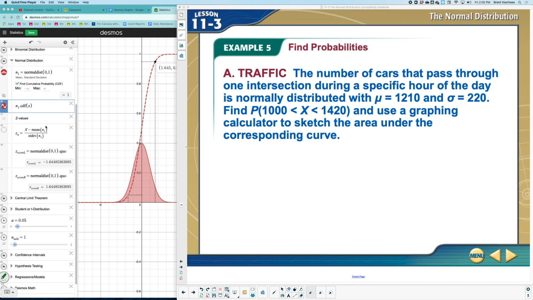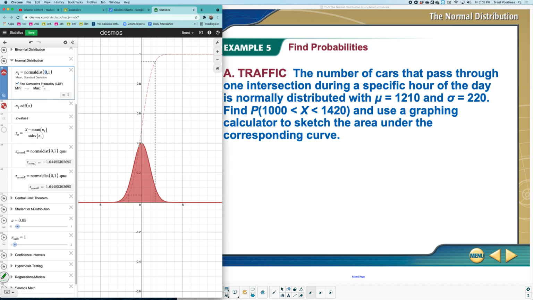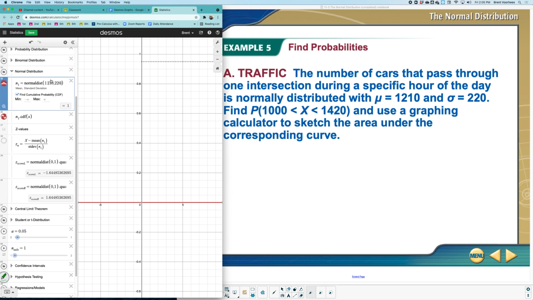And it gives me a mean. So I'm going to go change my mean value. This is in mean, comma, standard deviation. So my mean is 1,210. That's the average number of cars. And the standard deviation would be 220. That just means if you add 220 or subtract 220, you'd have 68% of the data. 68% of the time, you'd have a value between 1210 plus 220 and 1210 minus 220.